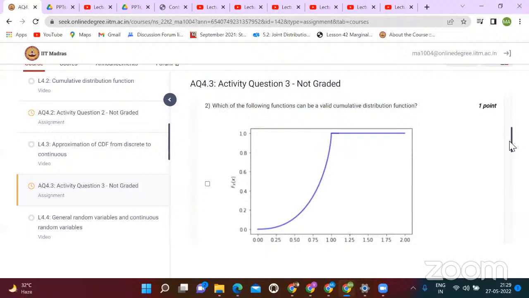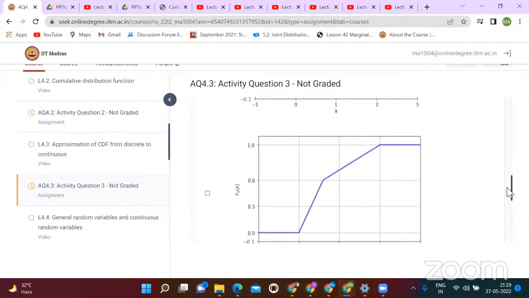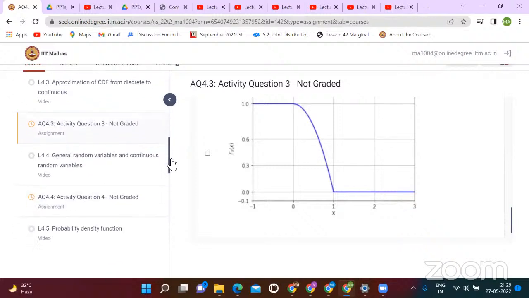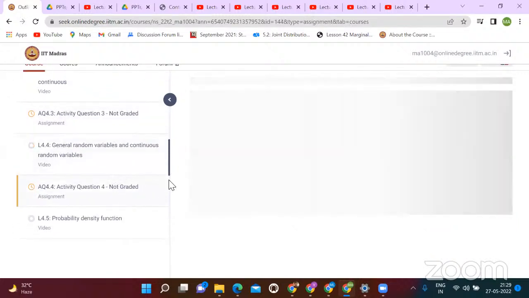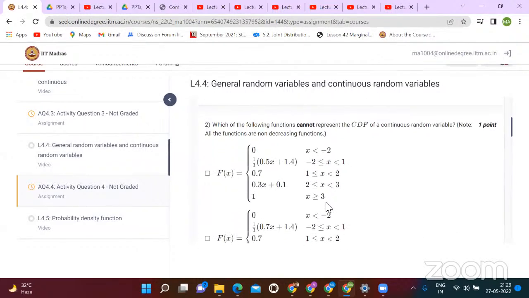So these are the basic properties from the CDF. The number of questions is very few here because the concepts are few. From 4.4 onwards there are a significant number of questions. Okay, I'll just go through that. 4.4. The first question is simple. The second question is, which of the following can't be a CDF?